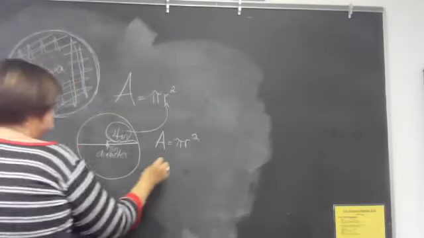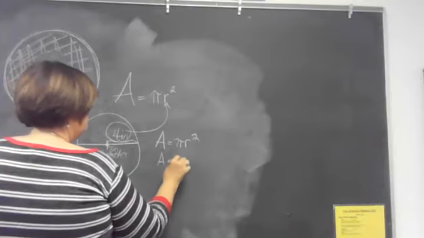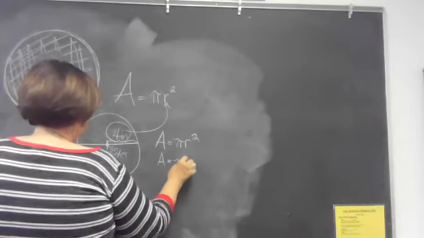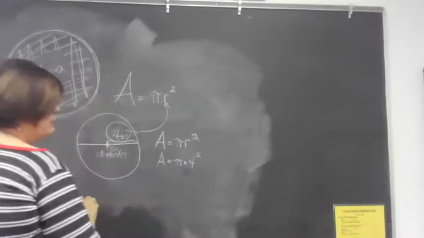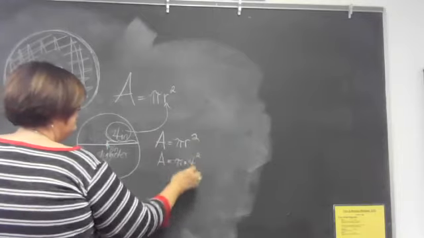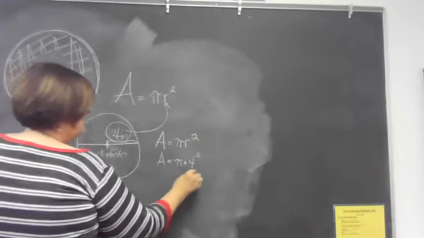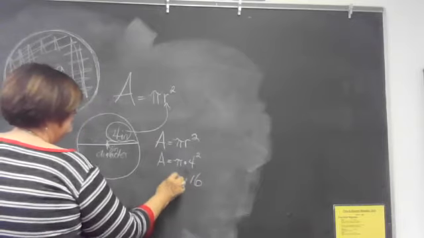Okay, so we're going to fill this in. I want to find the area equals the pi button times 4 squared. And if we remember our order of operations, we need to do the exponent part first. And so this becomes 16. 4 squared is 16 times pi.